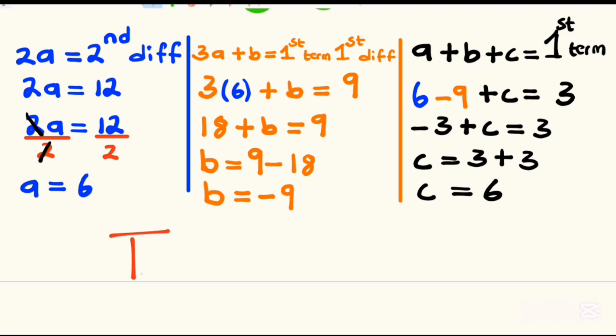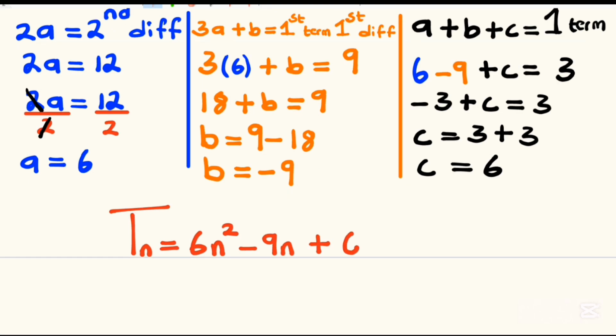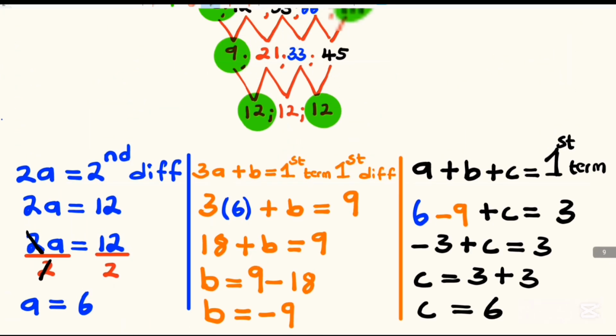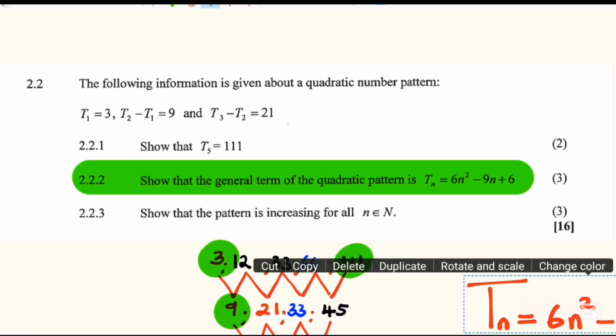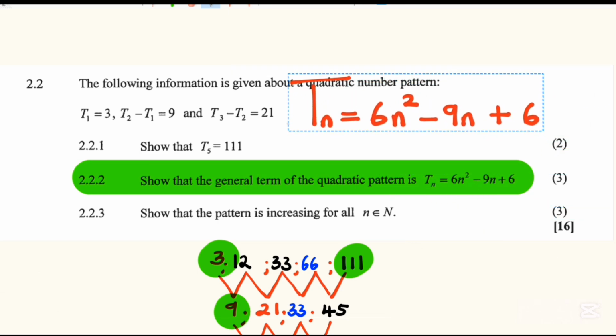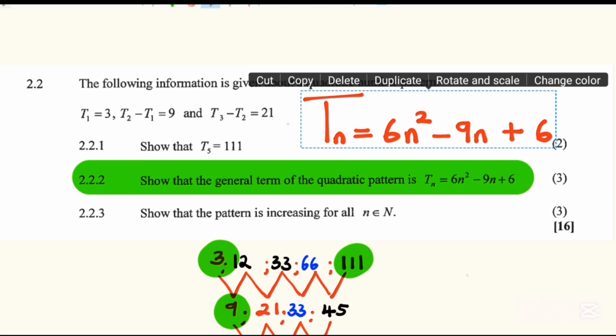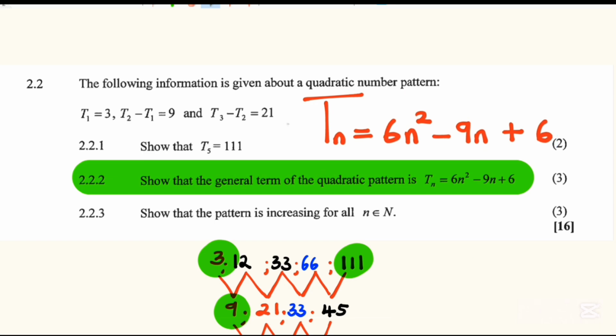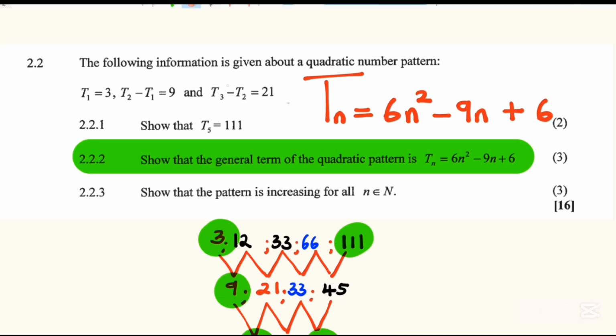So we have Tn is equal to an squared, but our a is equal to 6, plus bn, our b is equal to negative 9, plus c, and our c is equal to 6. So we compare. Yes, they are the same. So we have shown that this quadratic pattern is equal to 6n squared minus 9n plus 6.